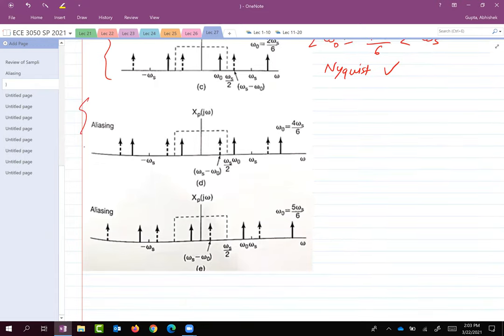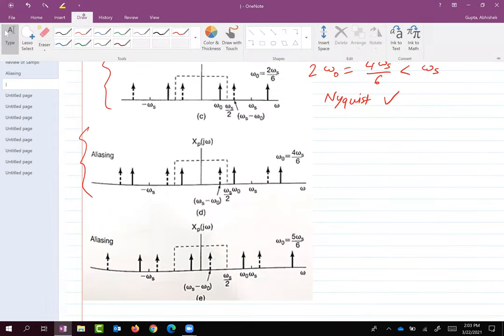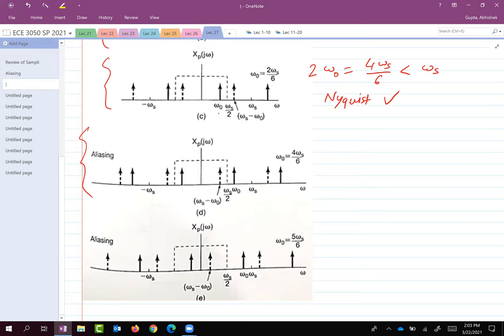Now look at the more difficult cases. So here you can see the following thing. The solid line actually shifted to the negative side and the dotted line shifted to the positive side of this omega axis. And the reason for it will be very clear when I start writing the Xp of j omega for this particular system. But you see this reversal, which is very important.